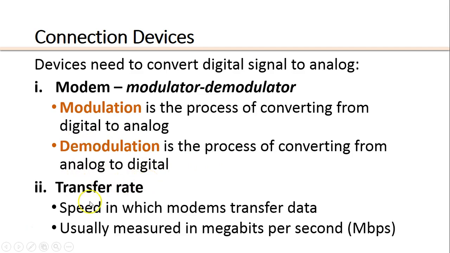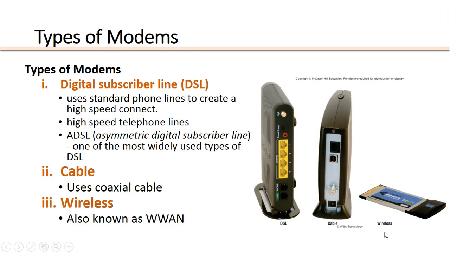So transfer rate, speed in which modem transfers data. So our modem has their own transfer rate and it is normally measured in megabits per second, Mbps. So types of modem. We have three types of modem. The first one is digital subscriber line, DSL here. Use standard phone lines to create a high-speed connection.